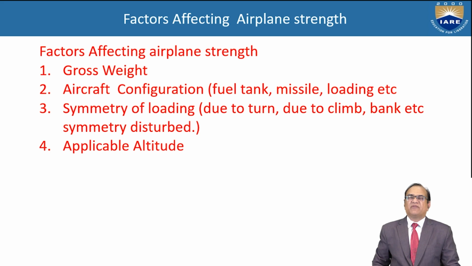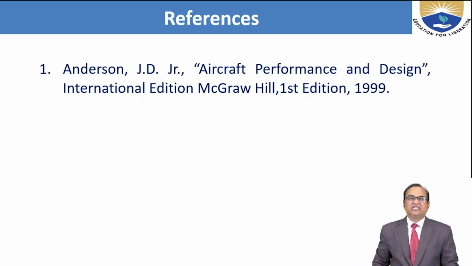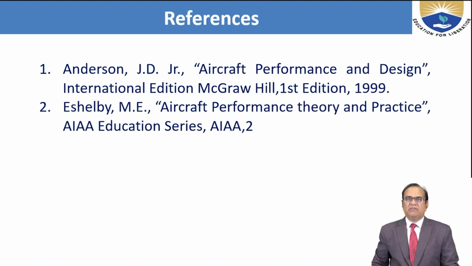So, factors affecting airplane strength. Factors affecting airplane strength are gross weight of the aircraft, airplane configuration, that is fuel tank, missile loading, etc., symmetry of the loading due to turn, climb, bank, and symmetric distribution, and applicable altitude. These are the 4 points which are affecting the strength. These are the references: Anderson JD, Aircraft Performance and Design, International Edition, McGraw-Hill, first edition, 1999. Shevell, Aircraft Performance, Theory and Practice, AIAA Education Series.